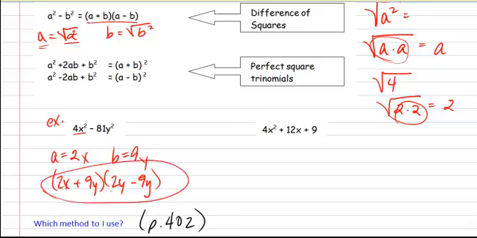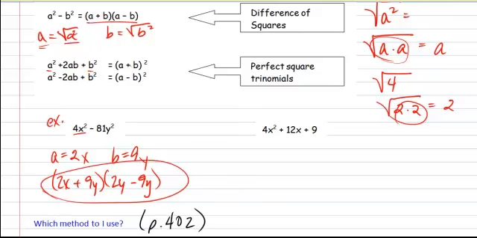It's pretty quick. And what should clue you in to use this is the fact that I only have two terms, and both of my terms are perfect squares. Now I have another option down here. This is called perfect square trinomials. Here I have a perfect square at the beginning and a perfect square at the end, but I have three terms. That's why it's a trinomial.